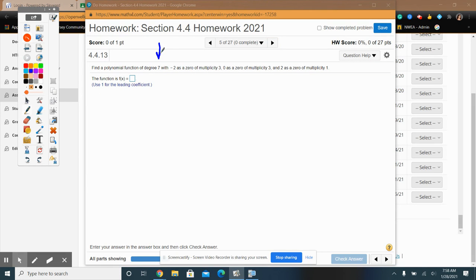Okay, question five is the first one I want to talk to you about. It says here degree 7, and -2 is a 0, multiplicity 3. 0 is a 0, multiplicity 3. And 2 is a 0, multiplicity 1. Well, if you know the zeros, you also know the factors. So basically, this is giving us the key to writing this in factored form.